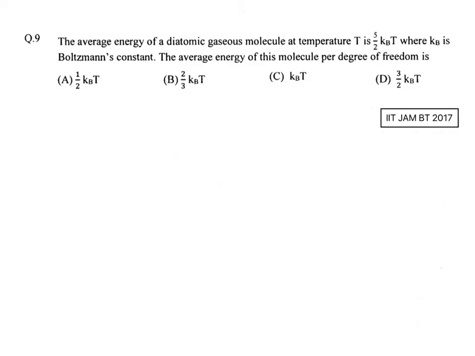In this video, we are going to solve a problem which came in the year 2017 in JAM Biotechnology paper. Here the question is, the average energy of a diatomic gaseous molecule at temperature T is 5 by 2 kBT, where kB is Boltzmann constant. The average energy of this molecule per degree of freedom is option A, half kBT, option B, 2 by 3 kBT, option C, kBT, option D, 3 by 2 kBT.